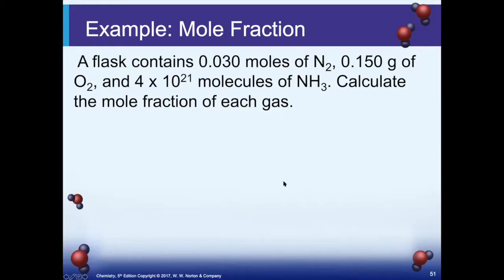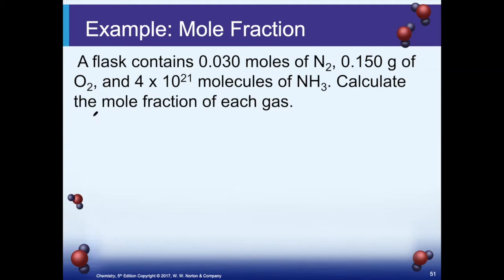Okay, so here's an example, and this example is going to give us a little bit of a review of doing moles and Avogadro's number. It says we have a flask that contains 0.030 moles of N2, 0.150 grams of O2, and 4 times 10 to the 21 molecules of NH3. We want to calculate the mole fraction of each gas.